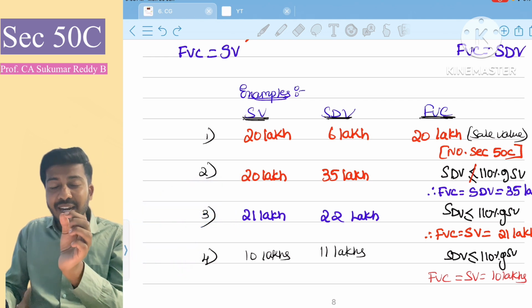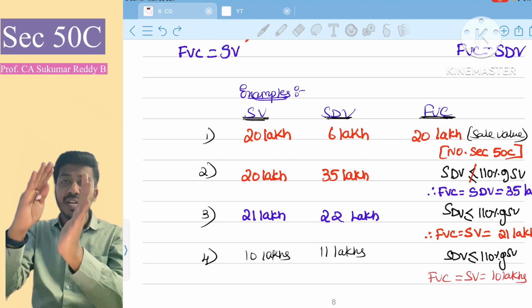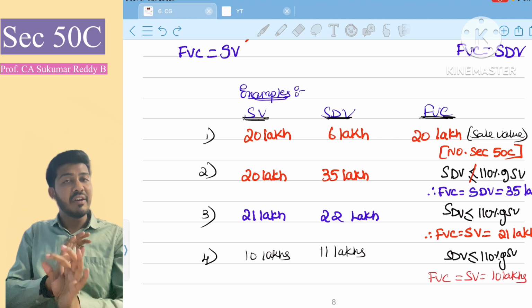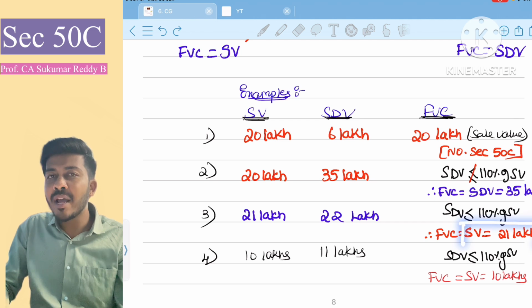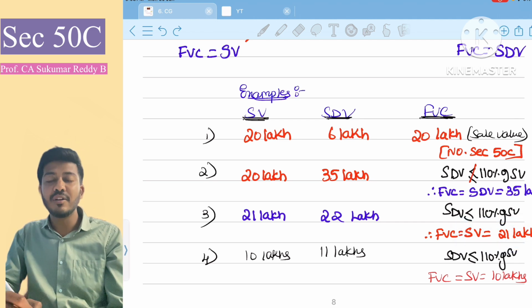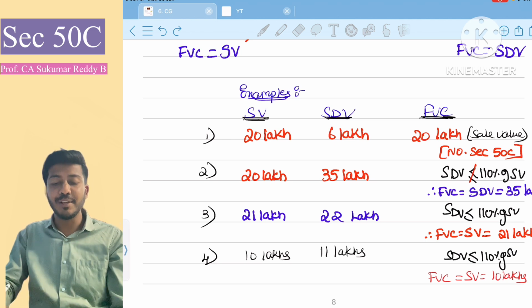If the condition is getting satisfied, what is the meaning? The difference between SDV and SV is up to 10 percentage only. We are not going to trouble you anymore. Straight away, your actual sale value is going to be your full value of consideration. The actual sale value, the pure sale value.